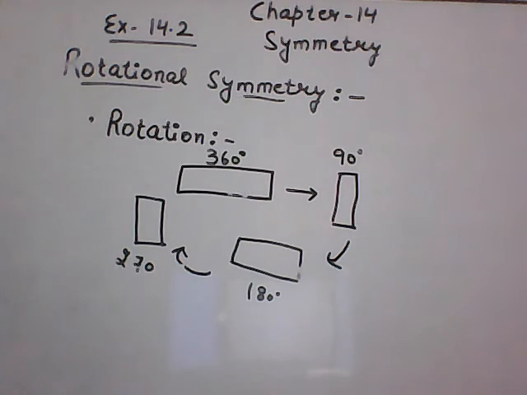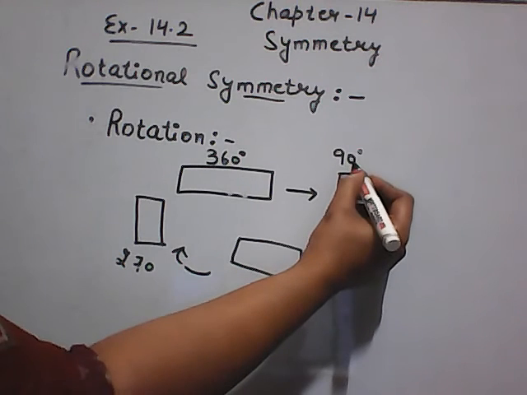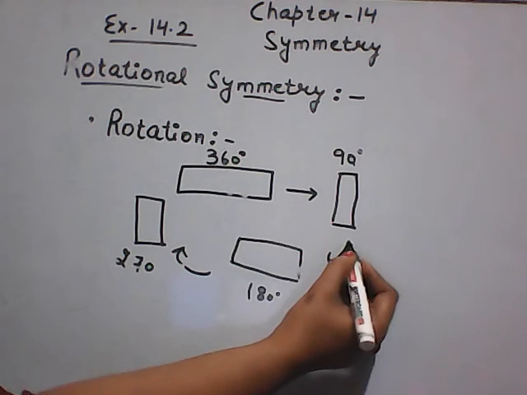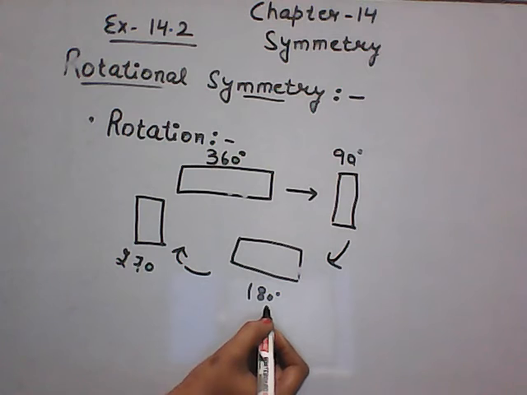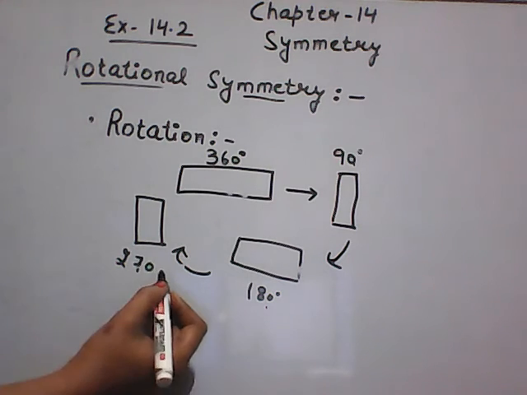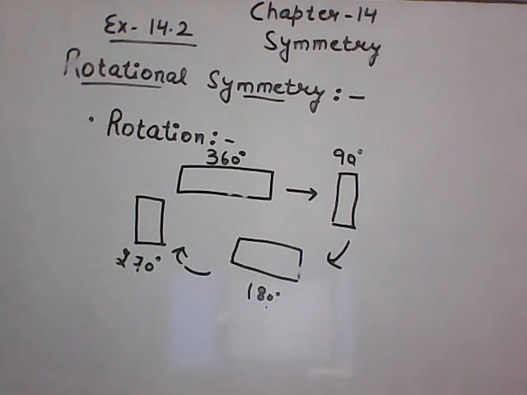Here, the angle by which the object rotates is called the angle of rotation. Here we rotate this object through a 90-degree angle, so it is the angle of rotation. Here we rotate through 180 degrees, so it is the angle of rotation. Again we rotate through 270 degrees and 360 degrees. These are called angles of rotation. Rotation may be clockwise or anti-clockwise.